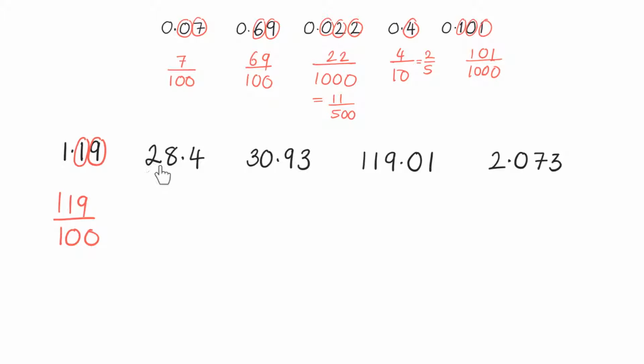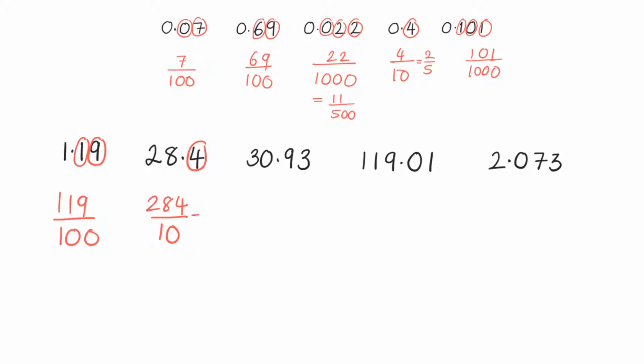Now let's do the next one, 28.4. How many decimal places are there? It's only 1 decimal place, so I'm going to write that over 10. And then I'm going to write the entire string of numbers as a whole number, so 28.4 will be written as 284.